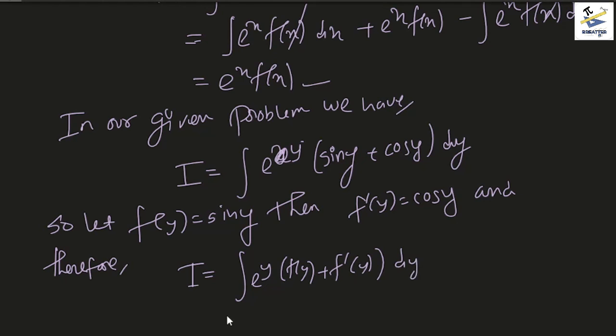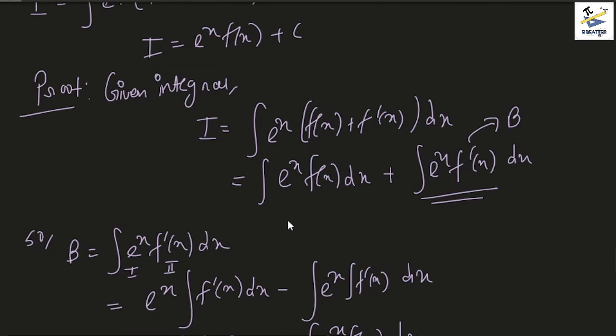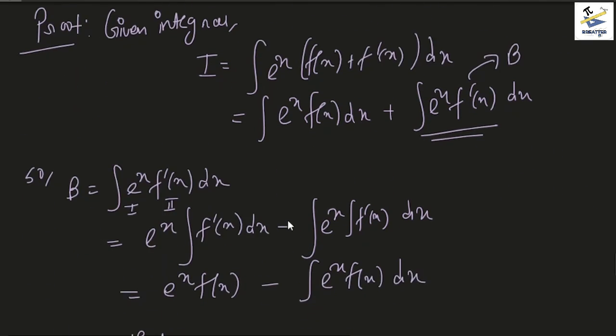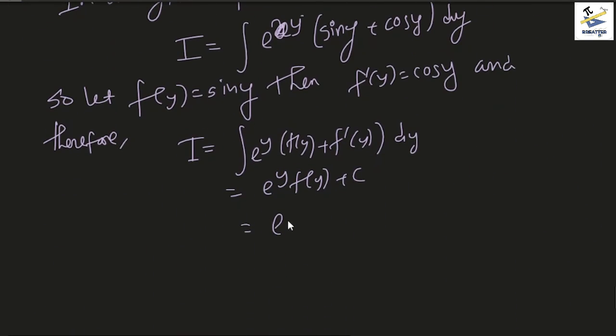And from the lemma we see that this is basically equals to e to the power y into f of y plus c. Putting back y, we get e to the power, and what was y again? y was log of x, right? So we get e to the power ln x into f of ln x plus c. Now e to the power ln x is just x and f of ln x is just sine of ln x plus c, which is the answer to our integral.